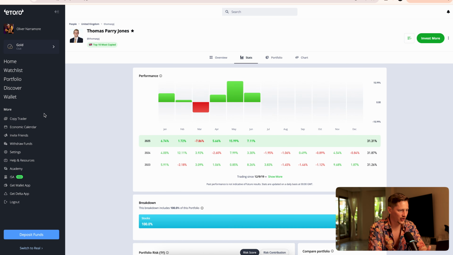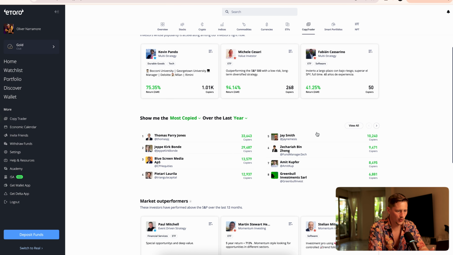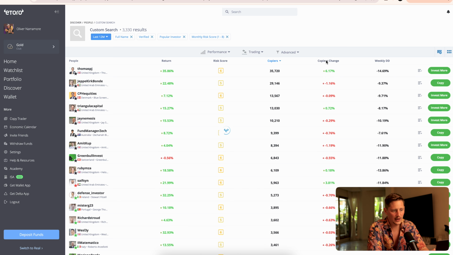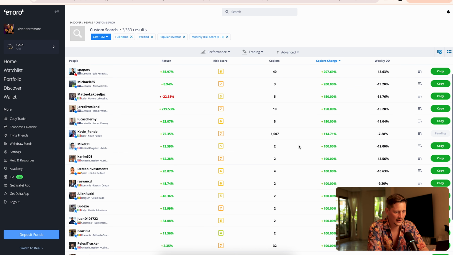Now, if we go back to the CopyTrader page, and if you go down here and click on View All, you can then start digging into more popular investors and use different filters to find exactly what you're looking for. A good little trick, copiers change up here. If you click on that, you can order it by the number of copiers these people are getting.